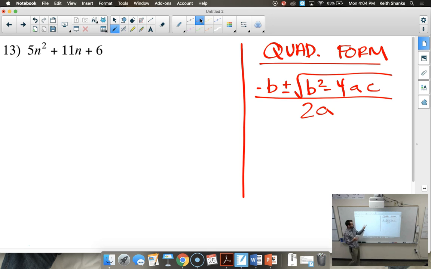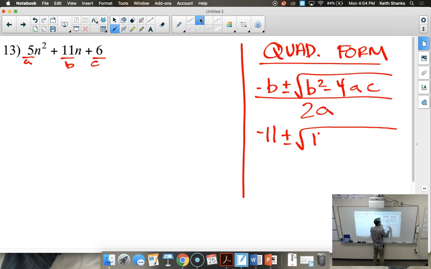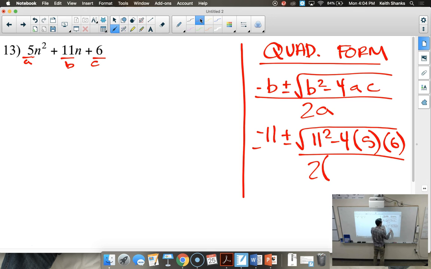Okay, so this is the formula, and when you're looking at these problems, it's really nice. This is, as we said before, A, this is B, this is C. Really nice. All I'm doing is plugging in. Negative 11 plus or minus the square root of 11 squared minus 4 times 5 times 6, all over 2 times 5. One of the things I would want to be really careful about is that A, B, and C include the sign. So all of these are positive, but if this was a negative, then you'd have a negative in here somewhere, okay?